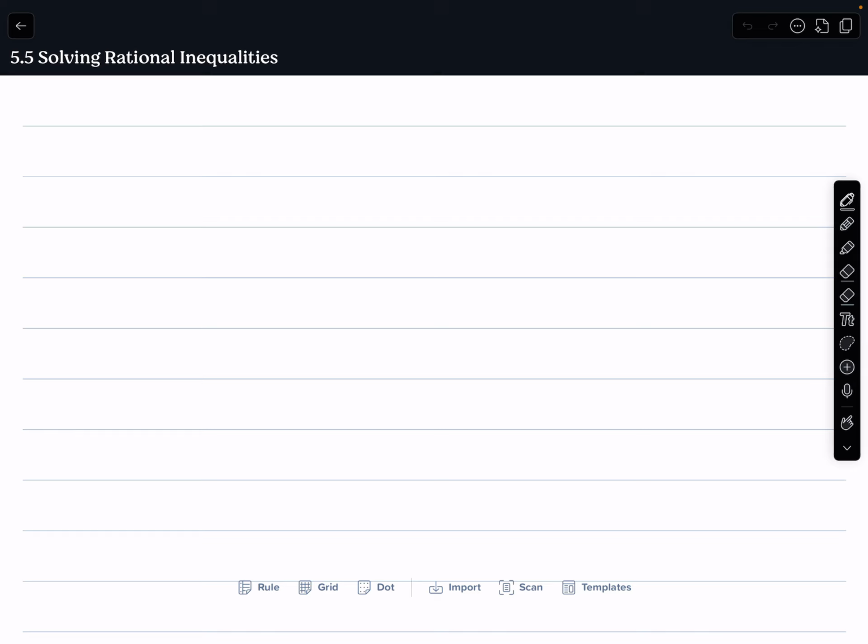So, solving rational inequalities. Last lesson, in 5.4, we did solving rational equations, which was all about solving for x. But in solving rational inequalities, we are going to be doing things with inequalities. So it's very similar to linear inequalities we did in the previous unit, but with rational inequalities we're working with fractions. So let's start off with just some examples. We're just going to bang some of these out.